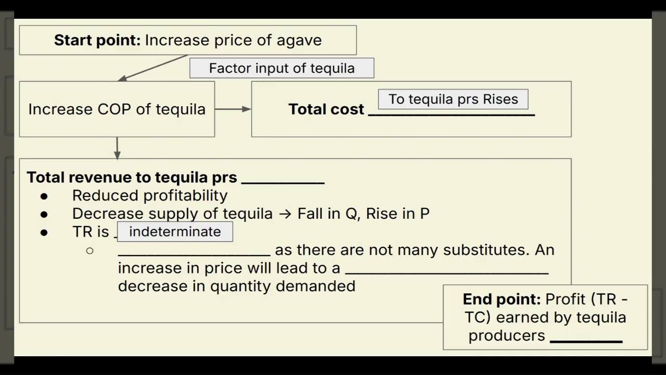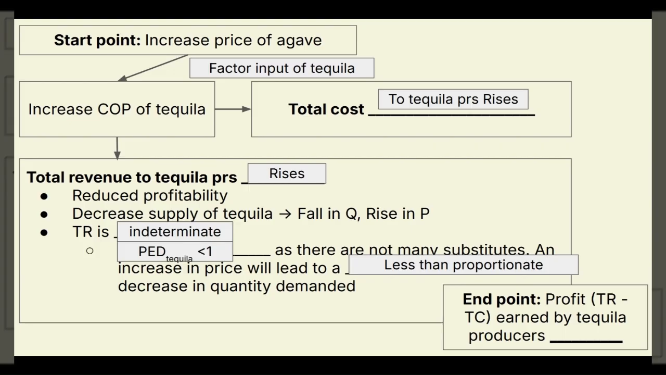However, we can bring in the PED of tequila, which we established in the extract is less than 1. Therefore, when there is an increase in price caused by the decrease in supply, it will lead to a less than proportionate decrease in quantity demanded. So overall, we conclude that the total revenue to tequila producers will rise.